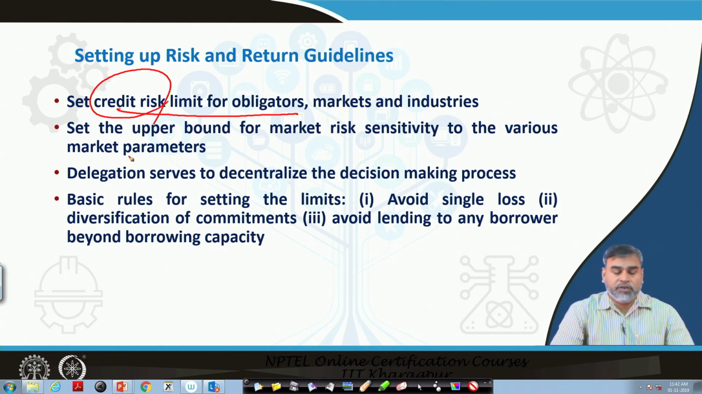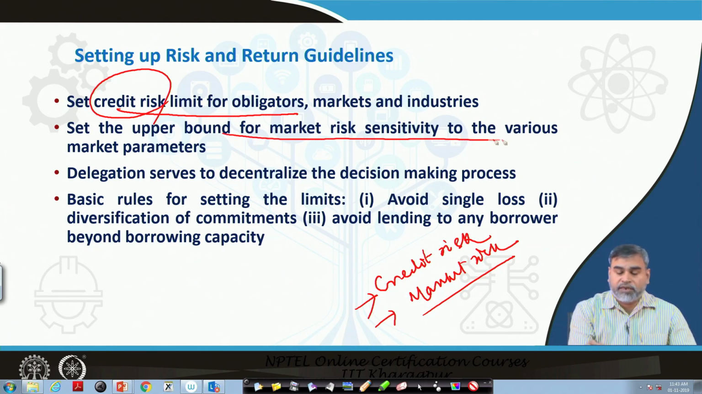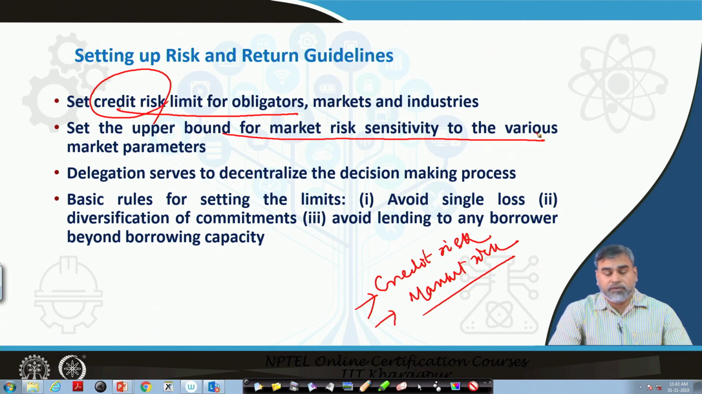Then the next step is the upper bound for the market risk, because we are facing different types of risk in the market. The first one, because it is a credit providing agency, is the credit risk, so we fix the upper boundary for the credit risk for each line of business. Then we look at the market risk. The market risk is basically what? Once the economic factors change, how these particular factors affect the business of the commercial bank is measured through the market risk. So, we set the upper bound for market risk sensitivity to various market parameters.